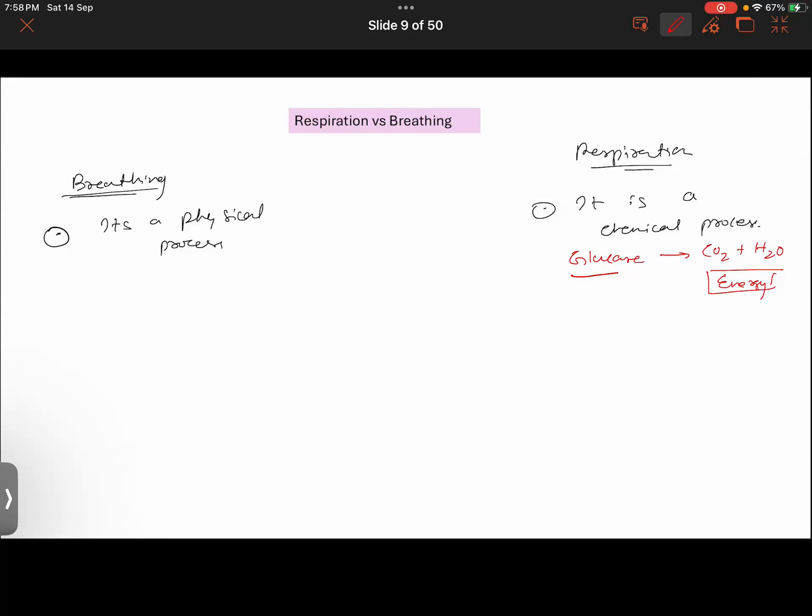But in the case of breathing, it's simply an exercise of taking in oxygen-rich air, while we exhale carbon dioxide-rich air. So it is a physical process. Getting it? Okay. While in the process of breathing, what are the organs and the parts that participate in it? Just tell me.